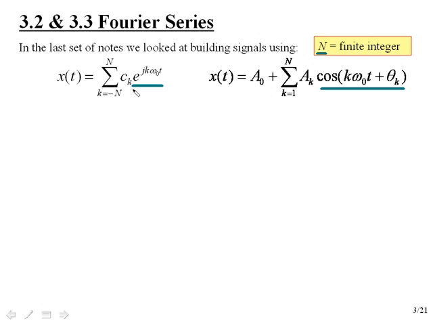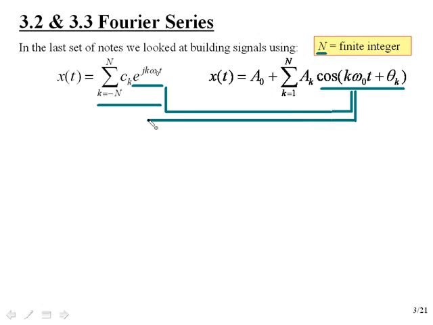And remember that the way we got to this form was to take each of these cosines, split it into two parts, a positive frequency term and a negative frequency term, and then those two parts went into this sum. So the negative frequency terms were the negative integer terms in this sum, and the positive frequency terms were the positive integer terms in this sum.